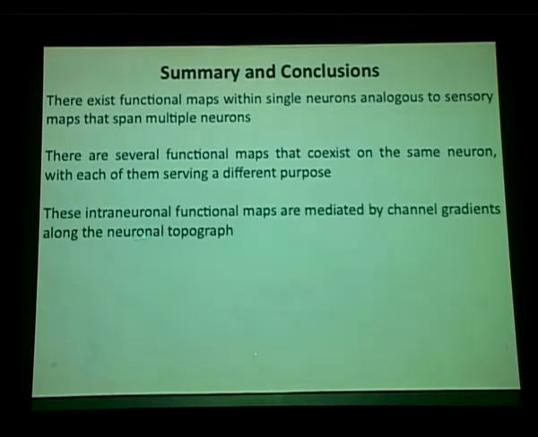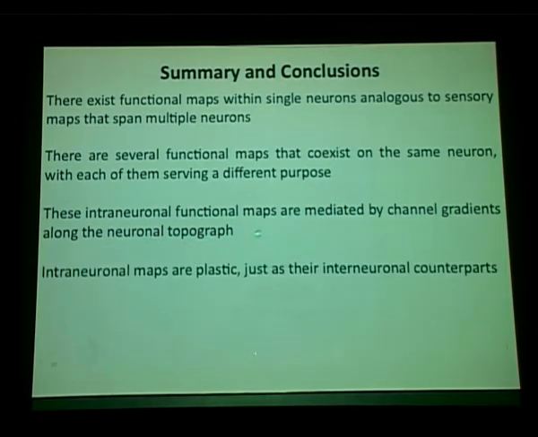So these interneuronal functional maps are mediated by channel gradients along the neuronal topograph. Different channels have different gradients, and each of them or multiple of them mediate the same functional map. Intraneuronal maps are plastic, just as their interneuronal counterparts. There are enough examples in the literature now to suggest that ion channels can undergo localized plasticity in the dendritic location alone. You can have global plasticity throughout the entire neuron in response to certain activity patterns, where ion channels throughout the entire neuron will change either their kinetic properties or their expression profile in order to match certain activity patterns.